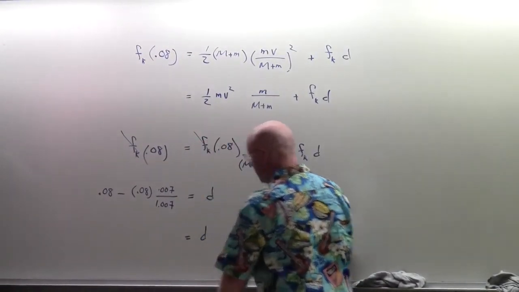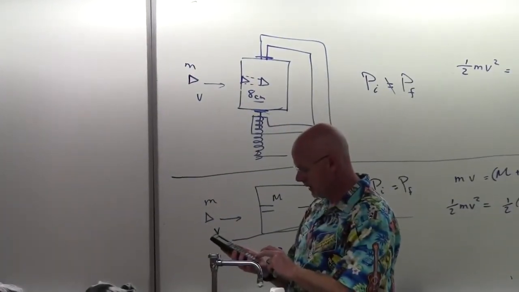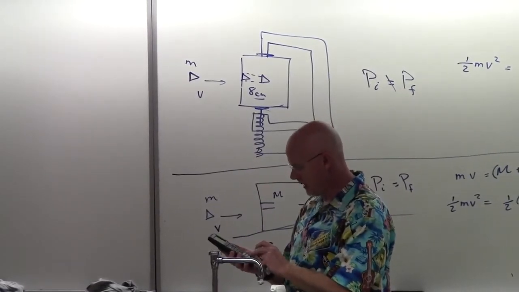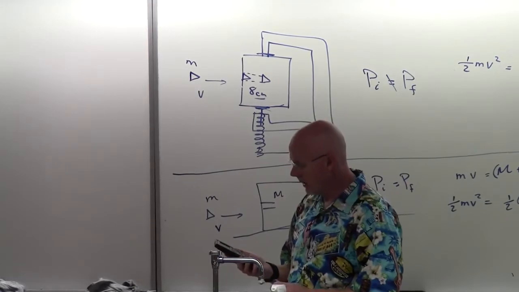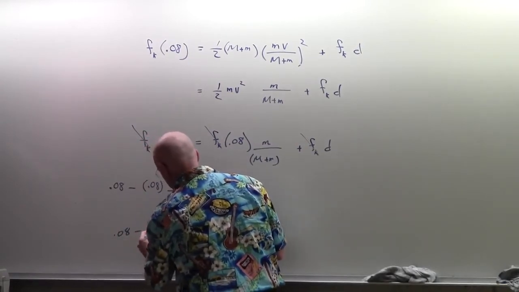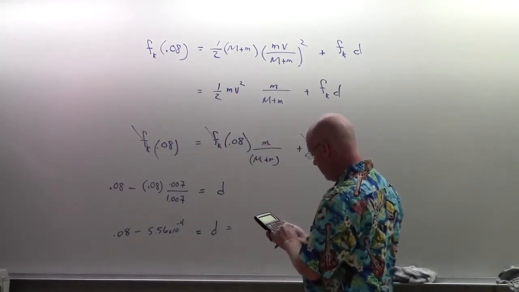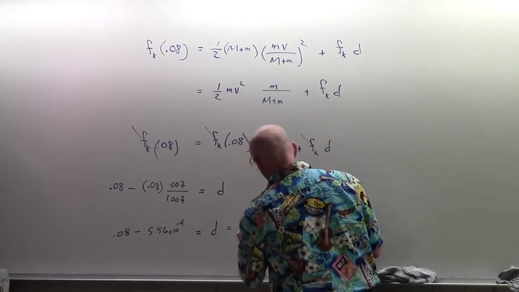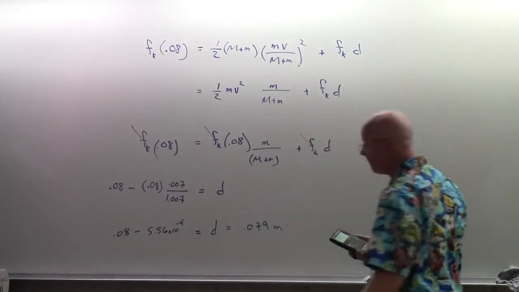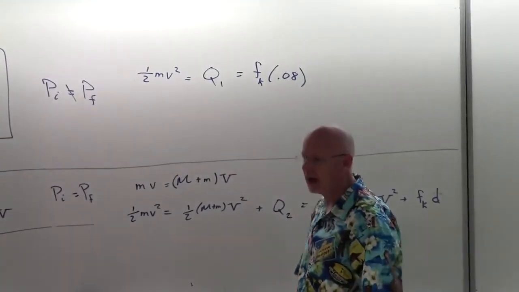Yeah. And so now I have the answer I can come up with here. What is D? And so that number is 0.08 times 0.007 divided by 1.007, and we get a small distance, 0.08 minus 5.56 times 10 to the minus 4. And so 0.08 minus that last answer is 0.079 meters. So not much less, only 1 millimeter less. It's a heavy block.